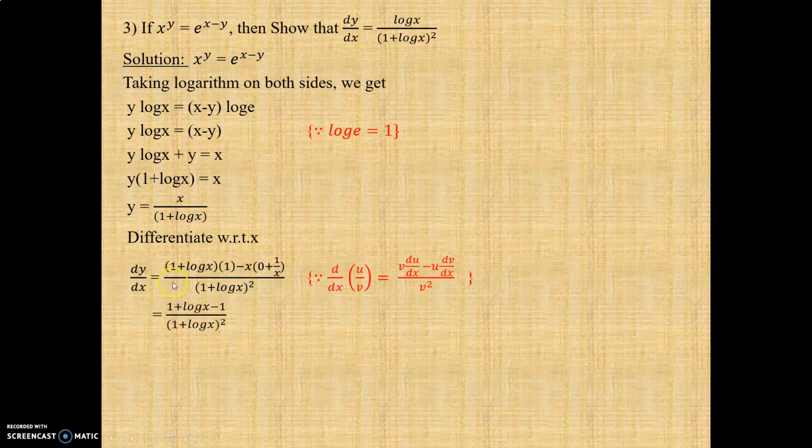Now that is 1 plus log x minus x into 1 upon x. X cancel, so minus 1 upon (1 plus log x) whole square. That is 1 minus 1 cancel, so log x upon (1 plus log x) whole square is the answer for this question.